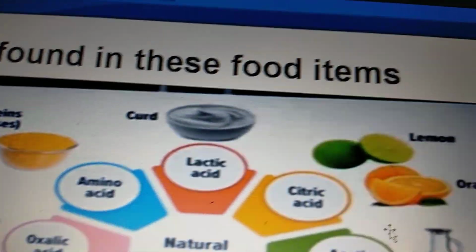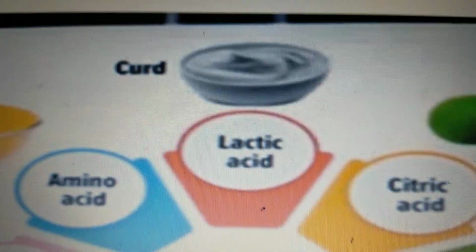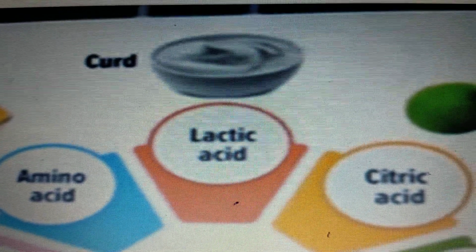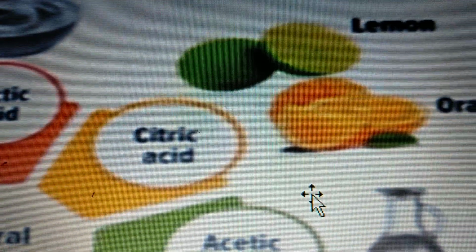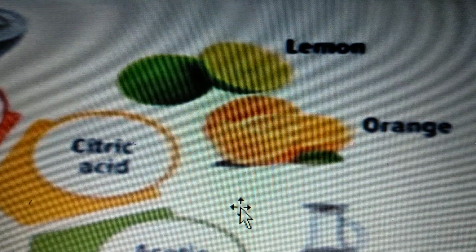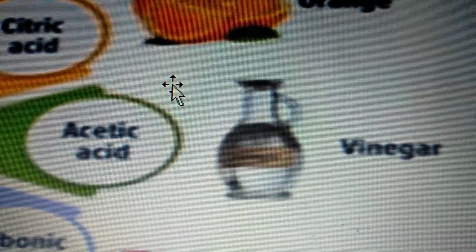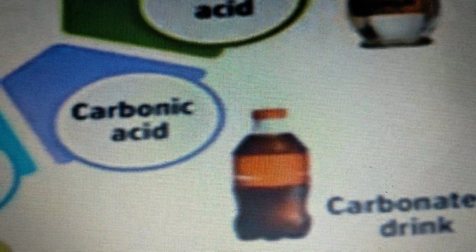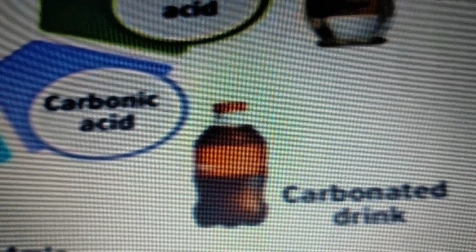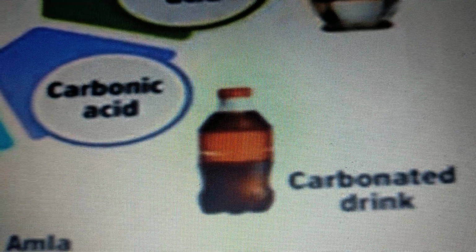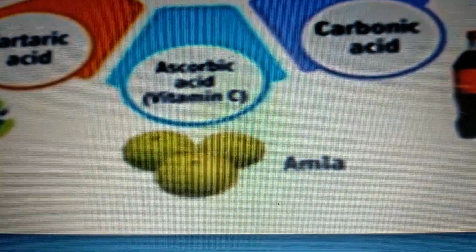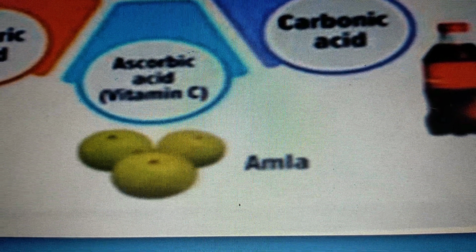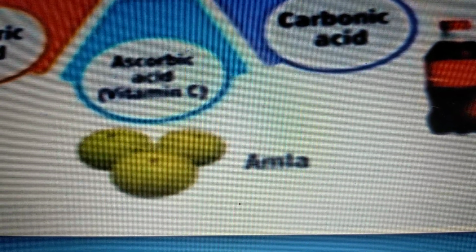Now, these acids are found in these food items. Right from the beginning I am showing you. This is curd. In curd, we get lactic acid. Citric acid is present in lemon, oranges. Acetic acid is present in vinegar. Carbonic acid is present in carbonated drinks like Coca-Cola, Thums Up, Limca. All these are carbonated drinks. Ascorbic acid, means amla contains ascorbic acid.